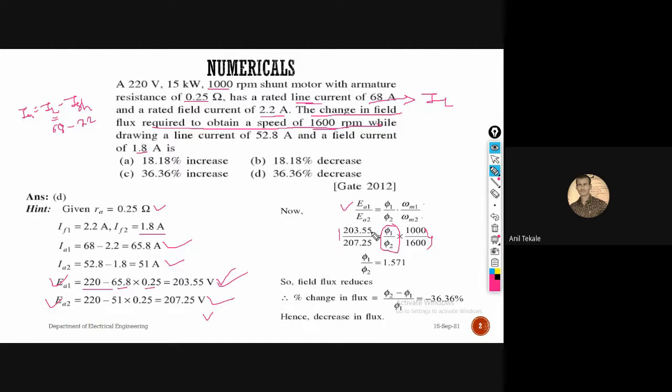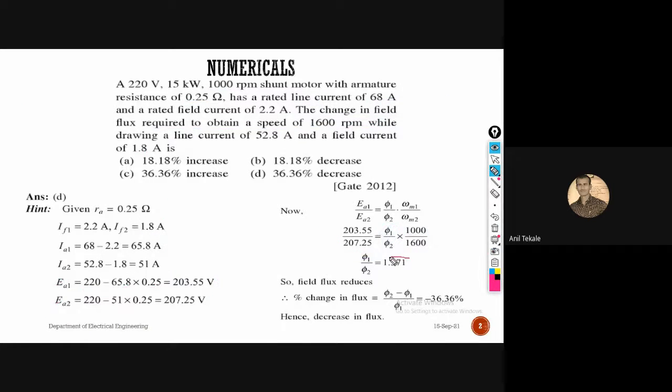So we will calculate this: 1600 will go to this side, this 1000 will go to divide. With that manner we will find out the values. Once we find out this value, we will come to know that phi1 by phi2 is equal to 1.571.